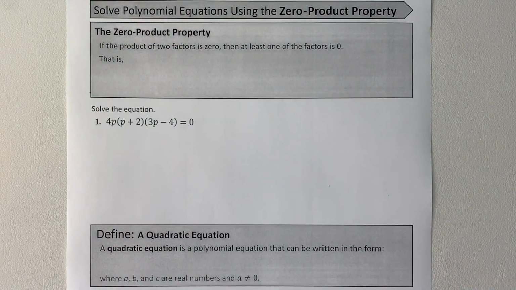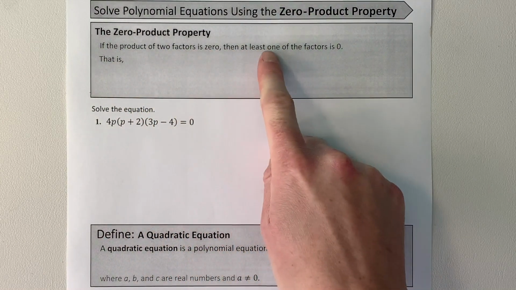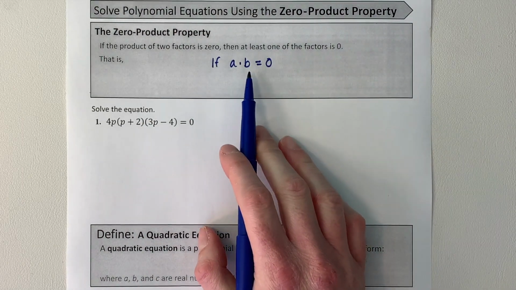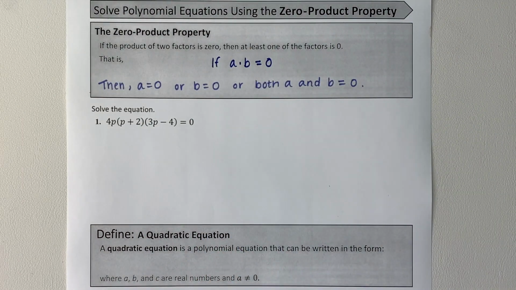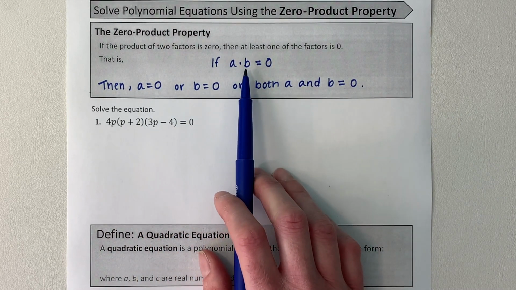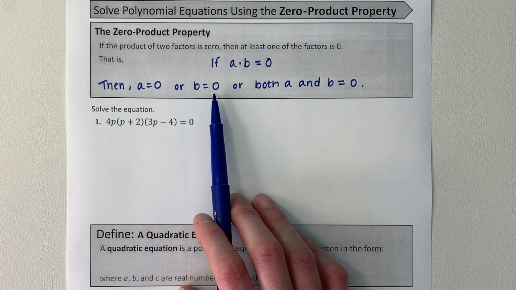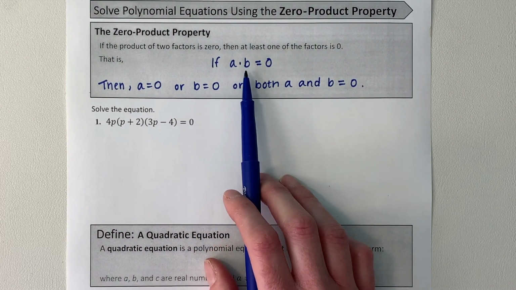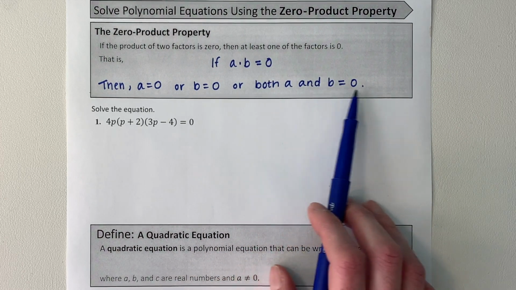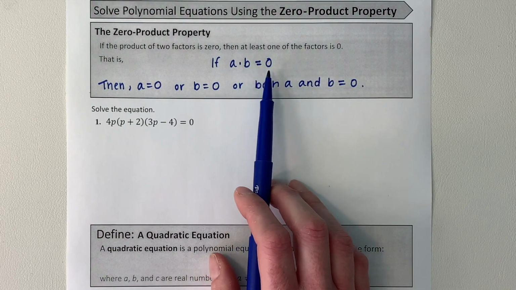The zero product property says if the product of two factors is zero, then at least one of the factors is zero. In other words, if A times B equals zero, then A must equal zero, because then you would have 0 times B, which equals 0. Or instead, B could equal 0, because then you would have A times 0, which equals 0. Or both A and B could equal 0, because then you would have 0 times 0, which equals 0.